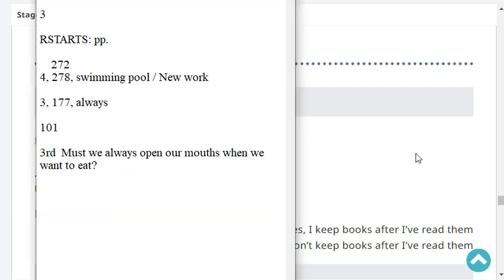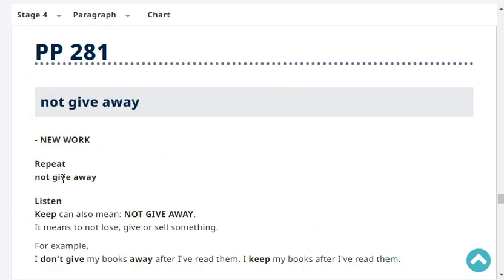Okay, listen. Another meaning of the word keep is to not give away something or not give it away. So keep it for yourself. For example, it means not to lose, give, or sell something. For example, I don't give my books away after I read them. I keep my books after I read them.